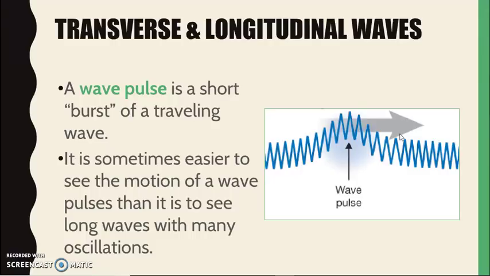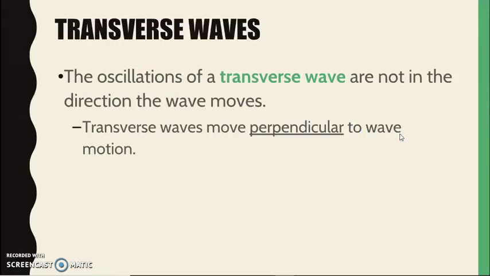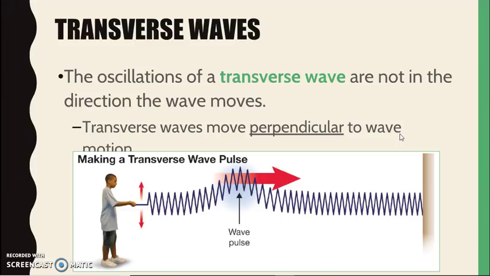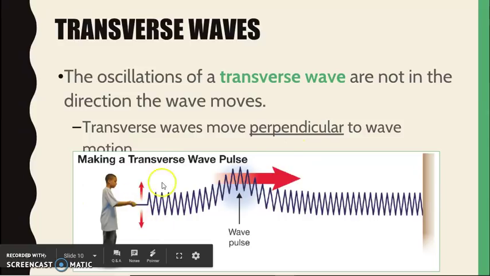So we tend to talk about wave pulses, which helps us understand how transverse and longitudinal waves move. The oscillations of a transverse wave, those pulses of the wave, are not in the direction that the wave moves. That's the difference between transverse and longitudinal, how they move. So in a transverse wave, we've got the beginning of the wave right here, and it's moving to the right.